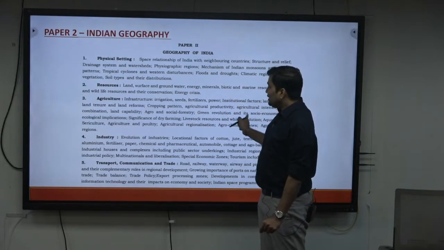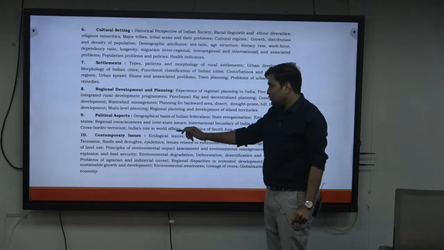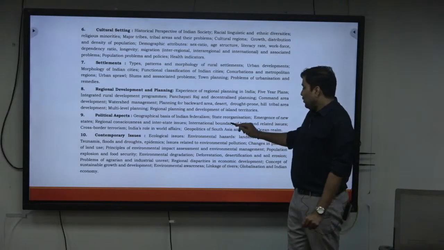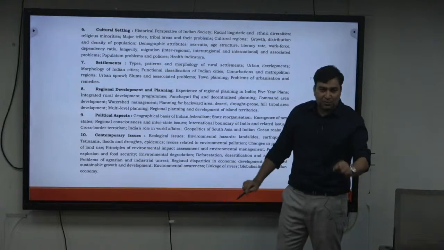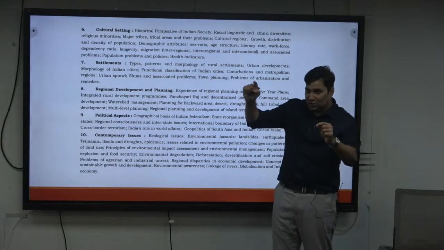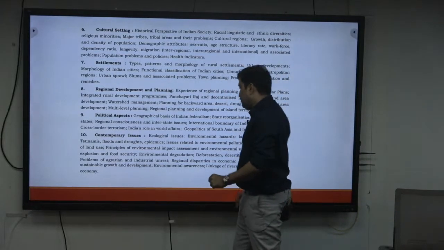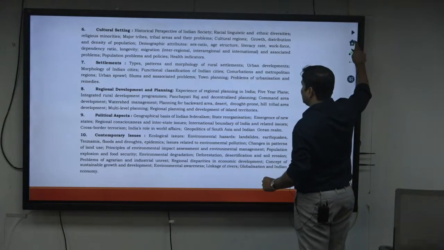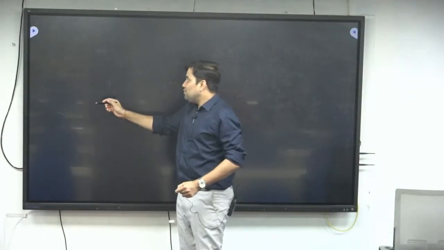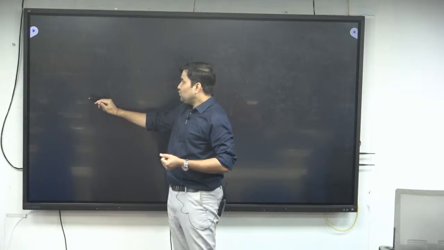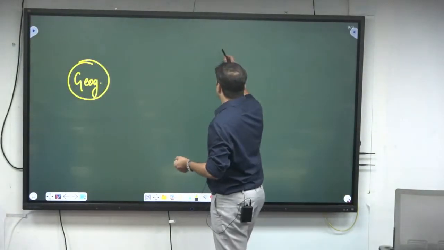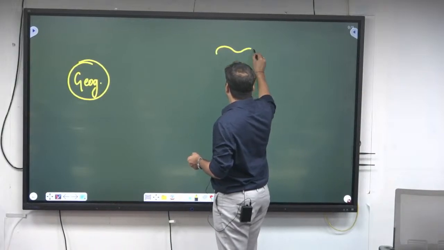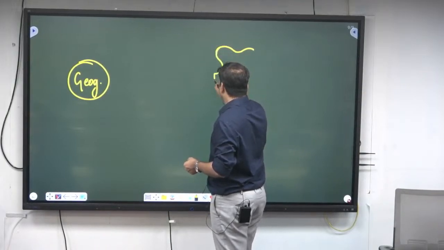Now, this point is directly linked to this point. If you just see the international boundary of India and related issues, cross-border terrorism. When you speak about Pakistan, we have to understand the space relationship of India and Pakistan. For example, because you are asking this, I am showing this through a diagram. When you are studying space relationship, you also have to understand India and basically Pakistan. For example, this is how it is.